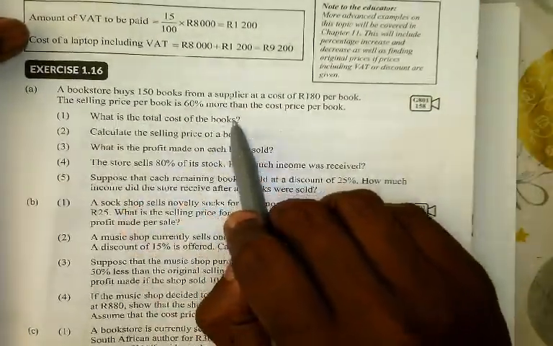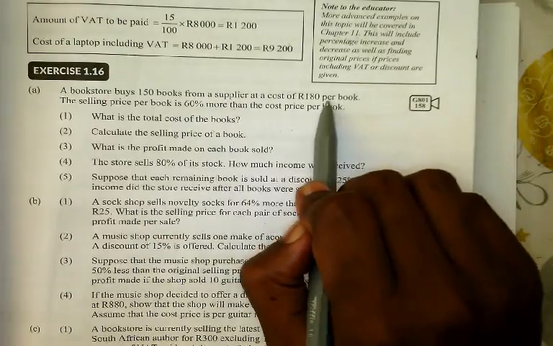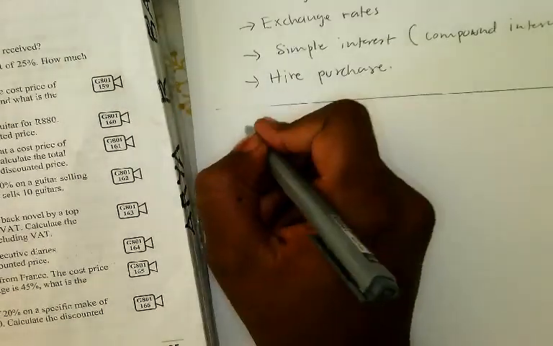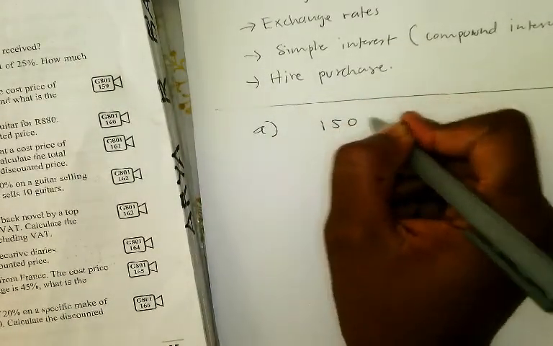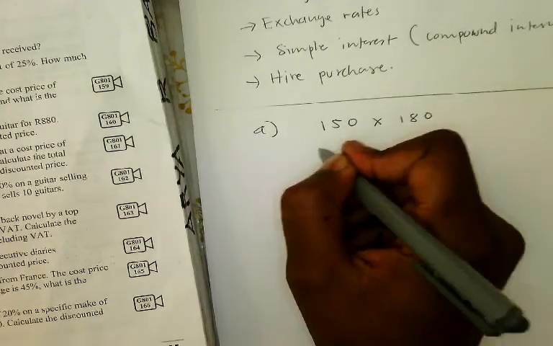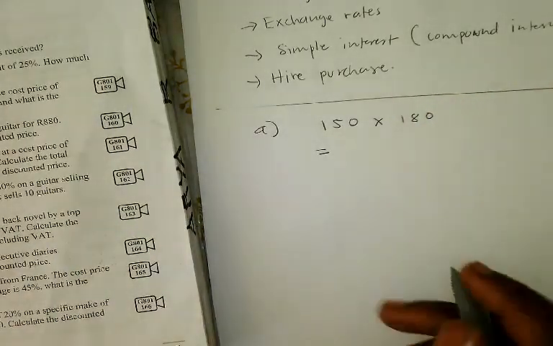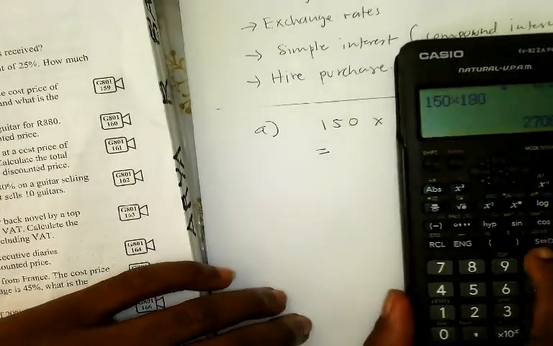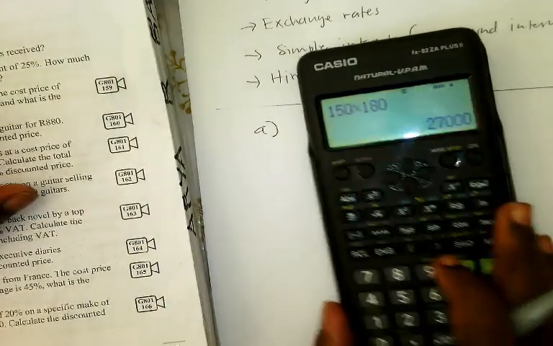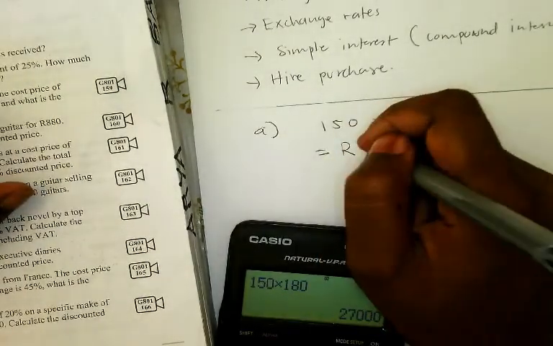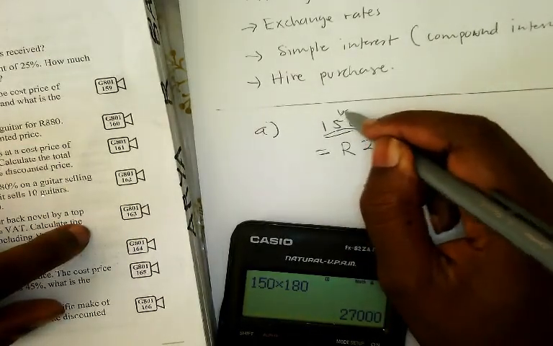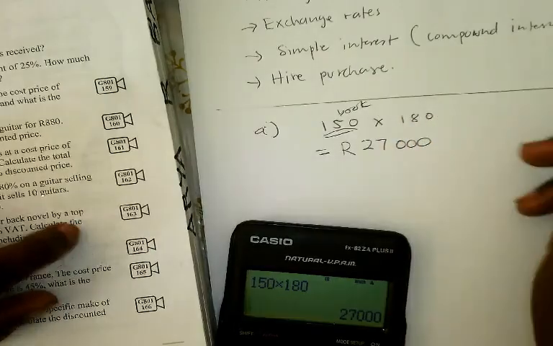What is the total cost of the books? One book is 180. How many books are we buying? 150. So the first answer, A, will be 150 multiplied by 180. So the total cost will be 150 multiplied by 180, 27,000. Can you all see? So to buy all the 150 books, it will cost me this amount.